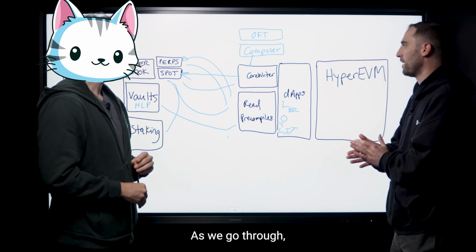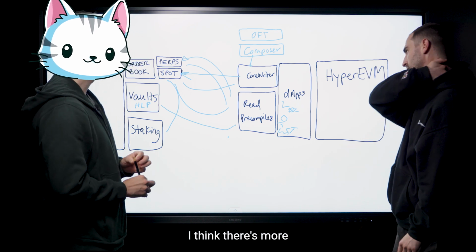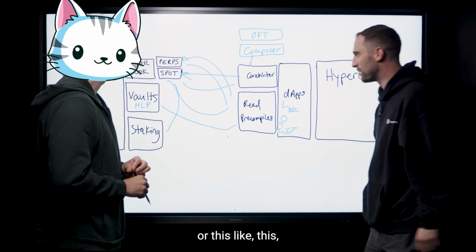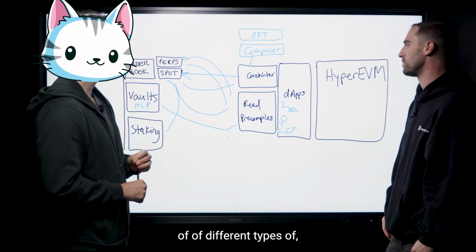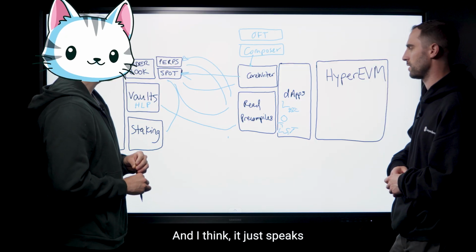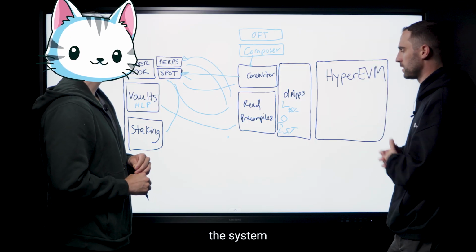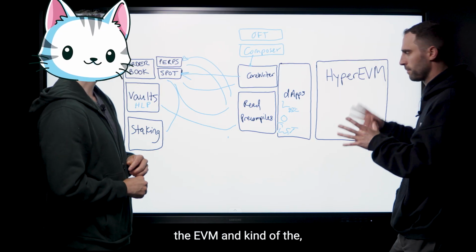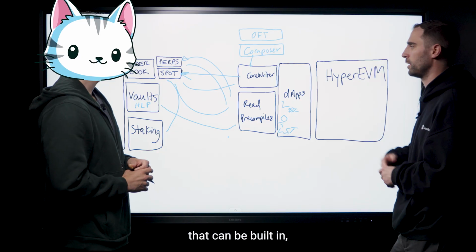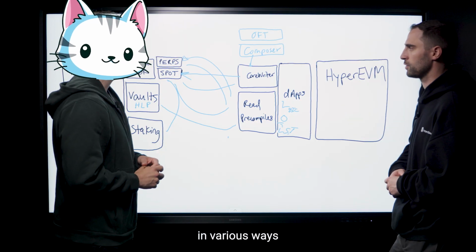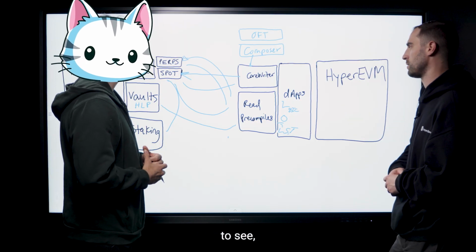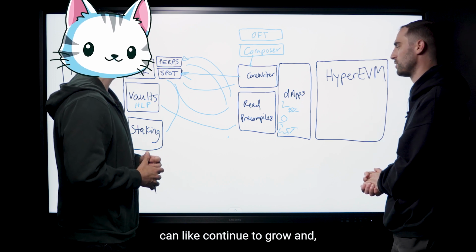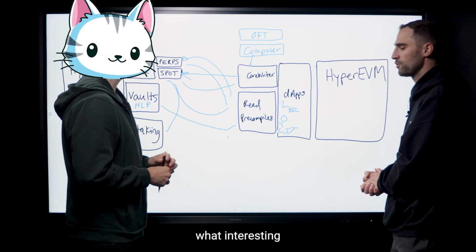Awesome. As we go through all the examples, I think there's more and more of this middle part becoming like this mesh, or this spider web of different types of routing for different actions. And I think it just speaks to how the system was built with these read and writers between the EVM and the wide range of applications that can be built, and leveraging deep liquidity in various ways on Hypercore. So really interesting to see the ecosystem of applications build out, and how this composability can continue to grow, and what interesting apps get built in the future.